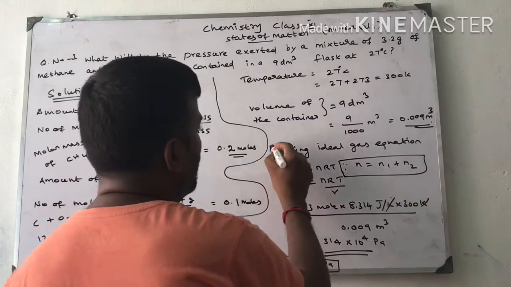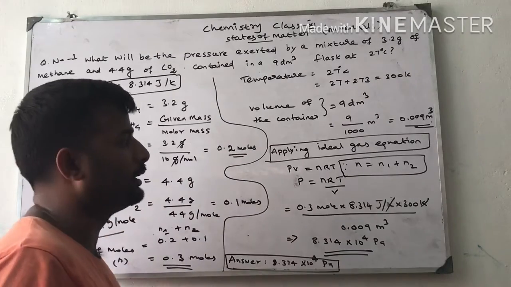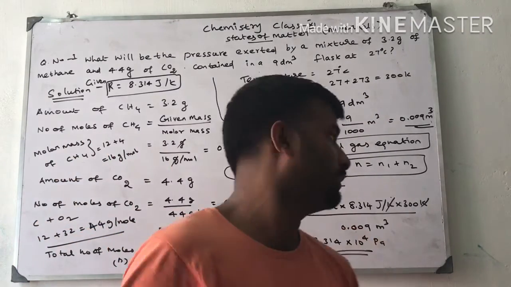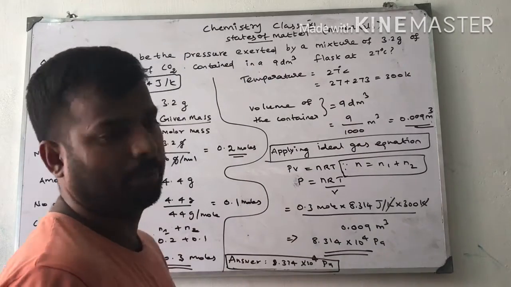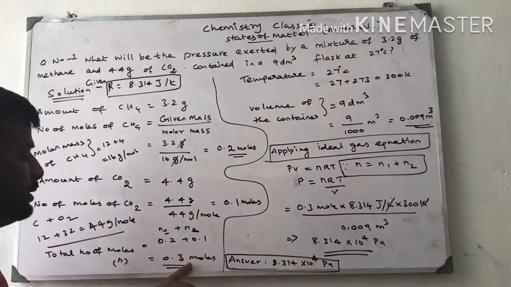Now we have to apply the ideal gas equation. PV is equal to nRT. We derive it from the combined gas laws. Then P is equal to nRT by V. n is equal to n1 plus n2. The value is 0.3 moles.